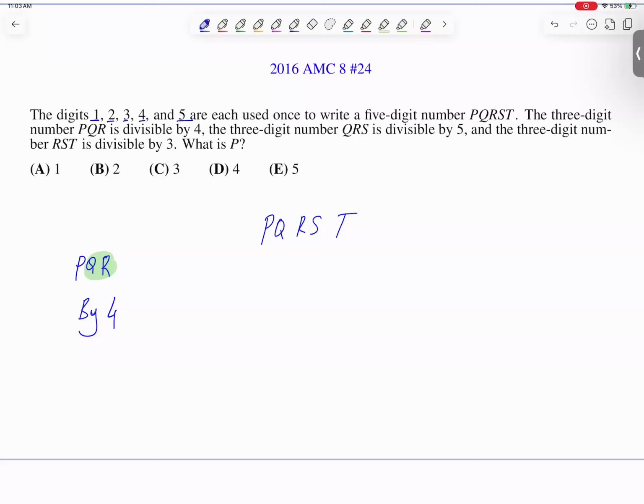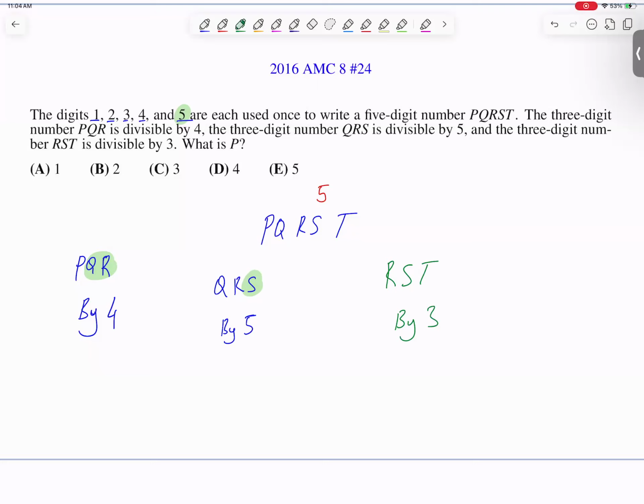Next, QRS is divisible by 5. If a number is divisible by 5, the last digit has to be 0 or 5, and the only available digit is 5. Now we know S equals 5. And the 3-digit number RST is divisible by 3.